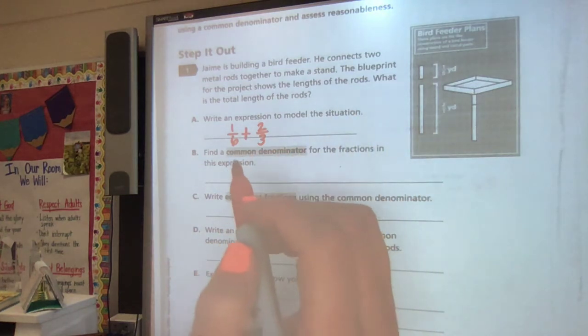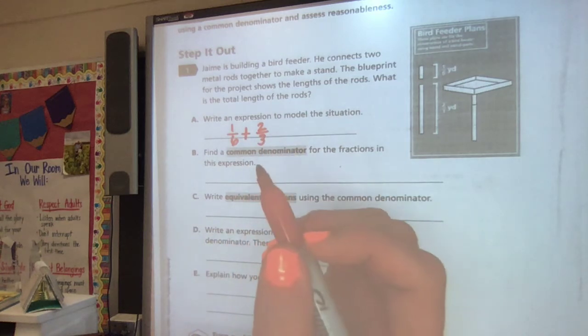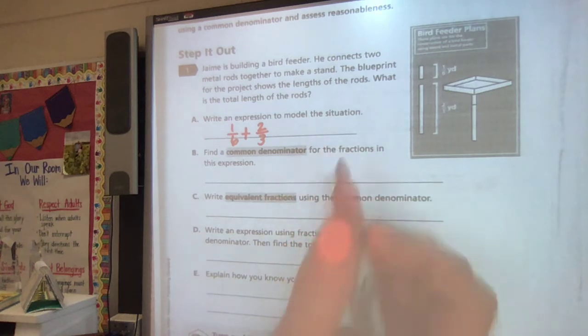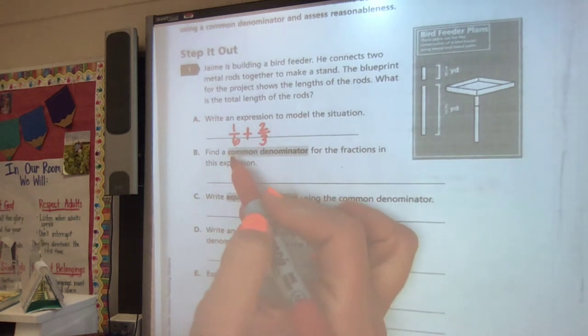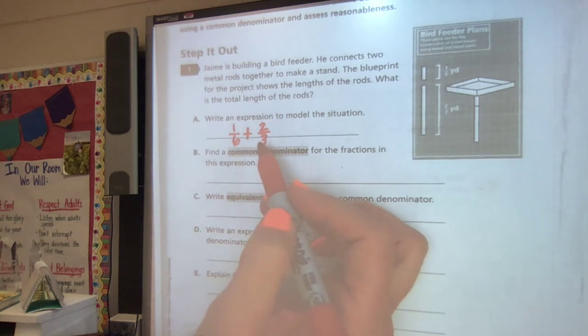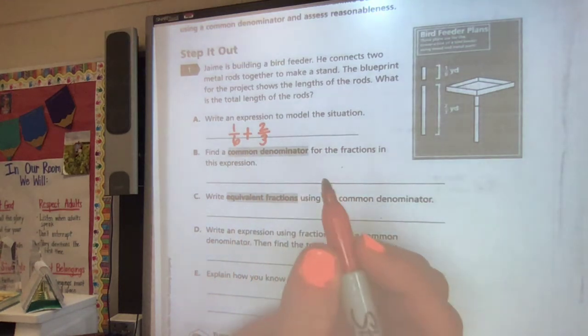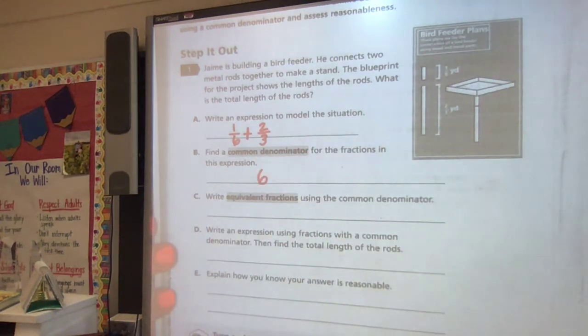Now, find a common denominator for the fractions in this expression. So we have been practicing and working on this. Probably there's one coming right to your mind. I always like to look at the largest number and then think, when I'm counting by threes, do I say 6? Yes, I sure do. So 6 could be a common denominator.